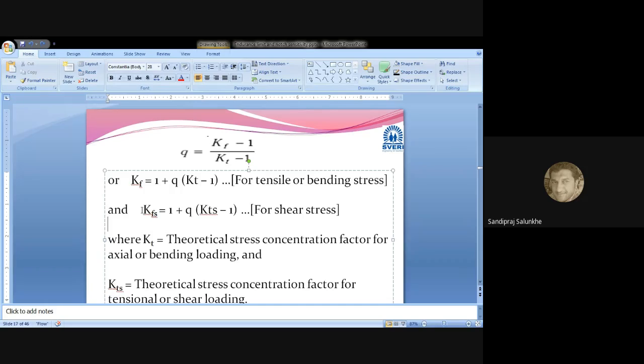So this Kfs, for the shear, is equal to 1 plus Q into bracket Kts, that is the theoretical stress concentration factor for shear stress, minus 1. Okay. This can be used for the torsional and shear stress. Now this is the stress concentration factor in shear stress. And this is the stress concentration factor in tensile, compressive, and bending stress.